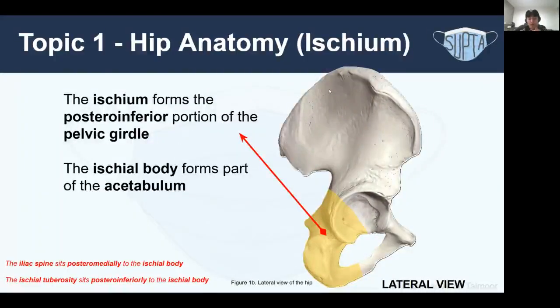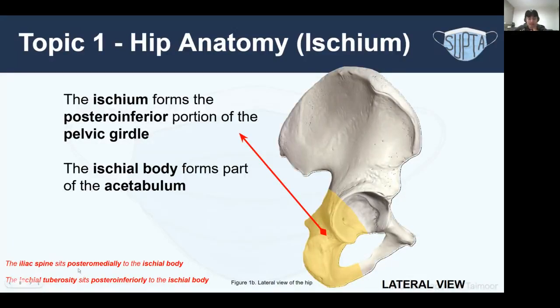So before we do that, the ischium is the posterior inferior portion of the pelvic girdle. That means it's sitting closer to the buttocks, below all the other bones here. So it's the lowest portion. It's also the furthest back. And essentially, the main portions you should know are the ischial body, the ischial tuberosity, and ischial spine, which we'll talk about in a moment.